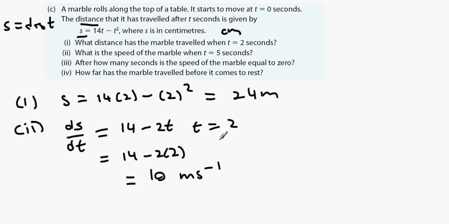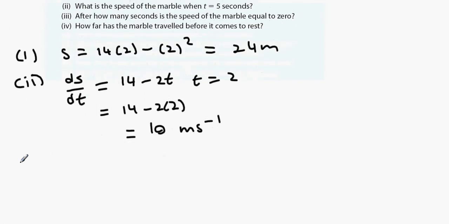After how many seconds is the speed of the marble equal to 0? When the speed is equal to 0, it means ds dt, or v, is equal to 0.